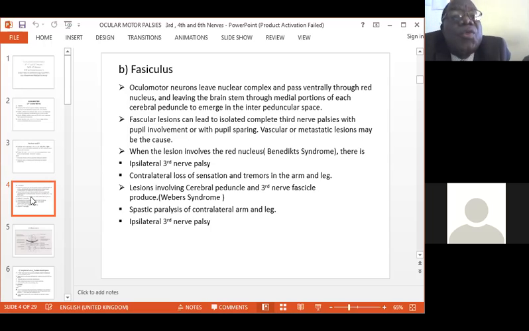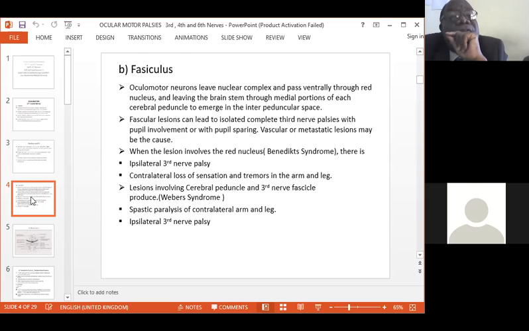Fascicular lesions can lead to isolated, complete third nerve palsies with pupil involvement or with pupil sparing. Vascular and metastatic lesions may be the cause. When we say vascular, it means there's a break in the blood vessels and that blood damages the fibers there. Or tumors, you can have that.